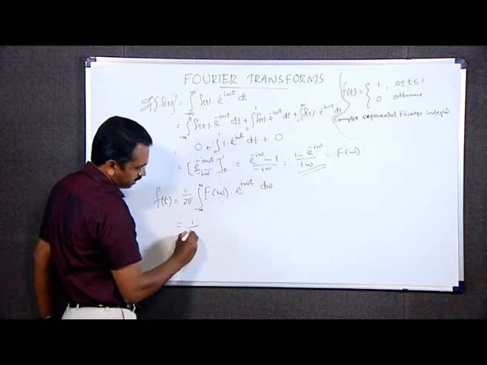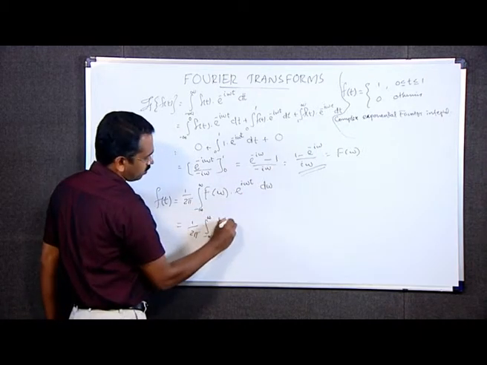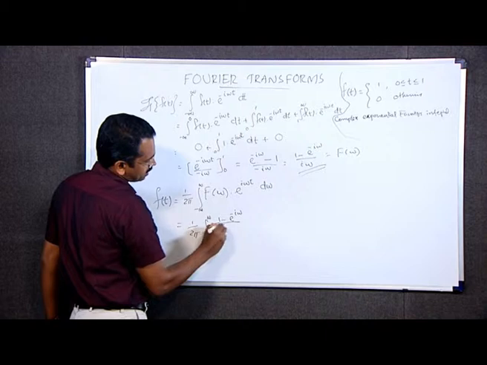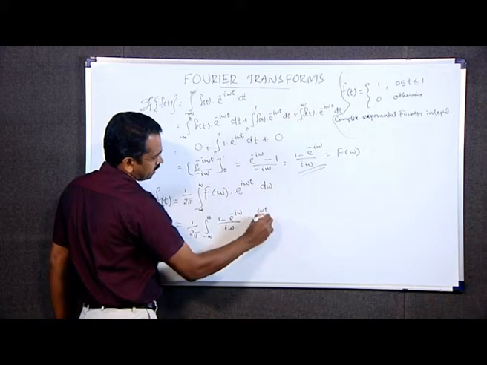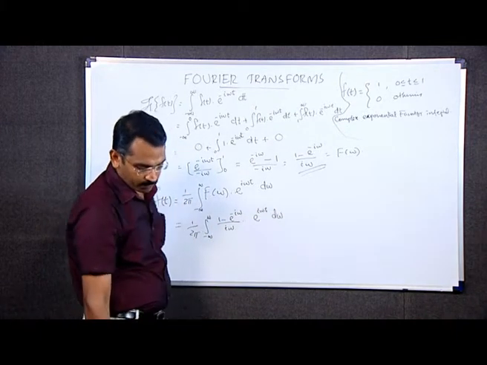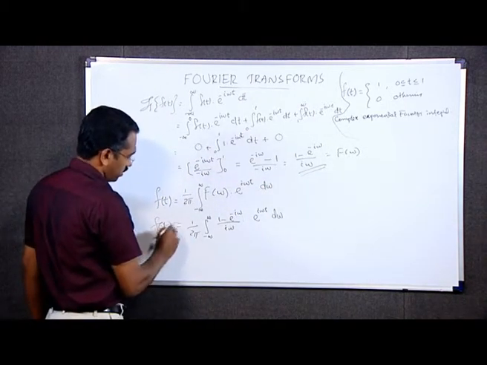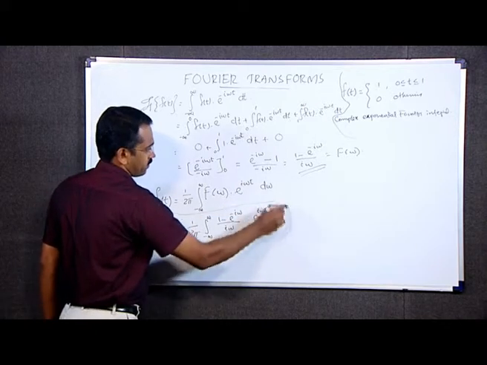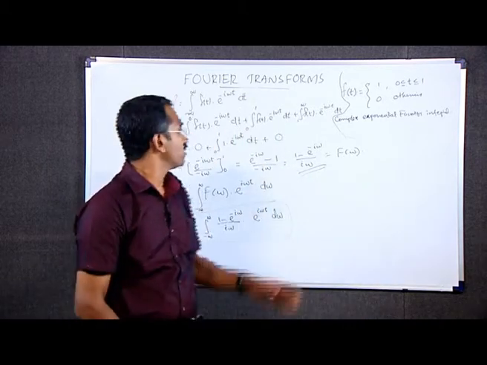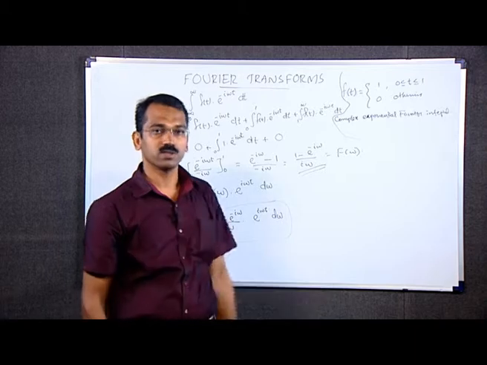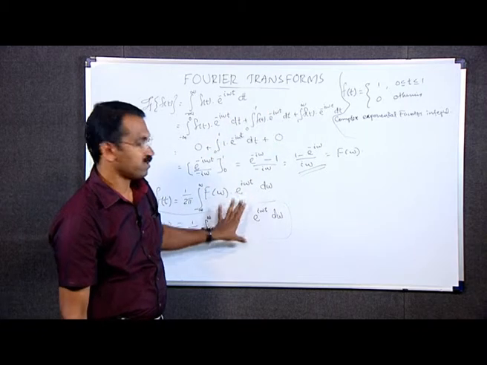that is 1 by 2 pi into the integral from minus infinity to infinity. F of omega is 1 minus e raised to minus i omega divided by i omega, into e raised to i omega t d omega. This is the required integral representation. That is, by writing the Fourier transform of a given function, we can express the given function as an integral.